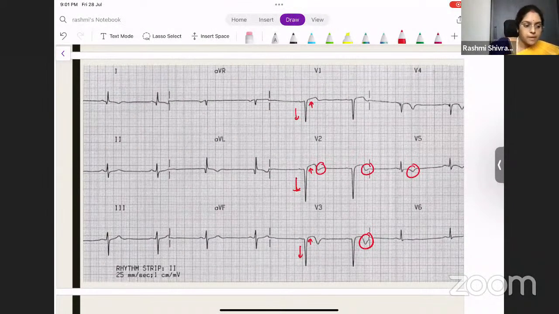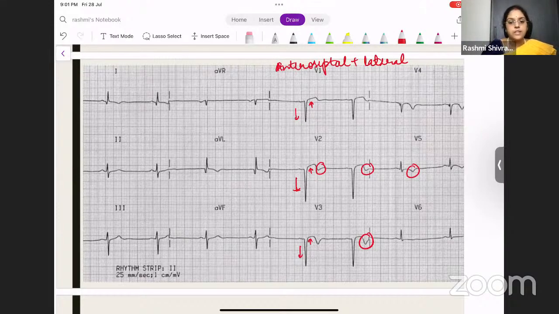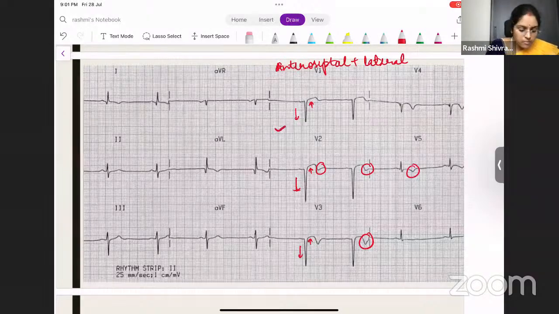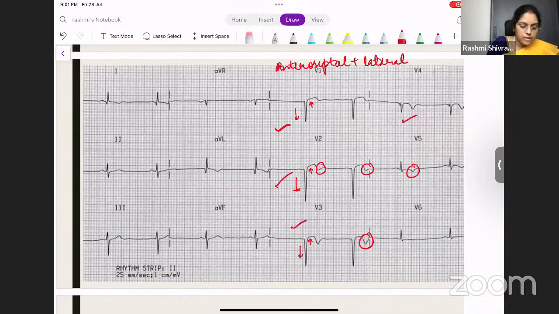This is an older MI, mainly in the anteroseptal as well as lateral wall. Isn't it? The septum is affected, the anterior wall is affected as well as the lateral wall. So you have deep Q waves, you have an ST segment depression which is actually coming down, you have T wave inversions. This is in phase 2 to 3 of the ECG changes.